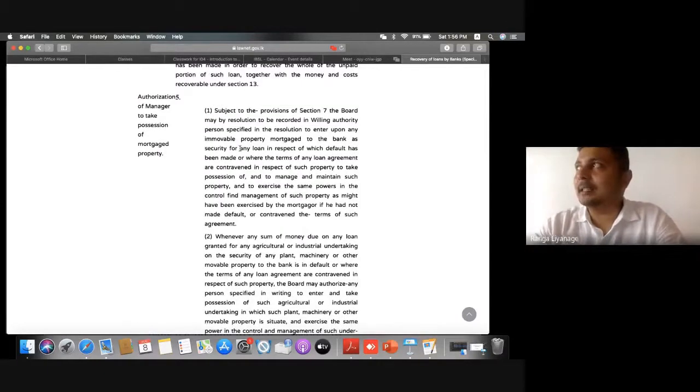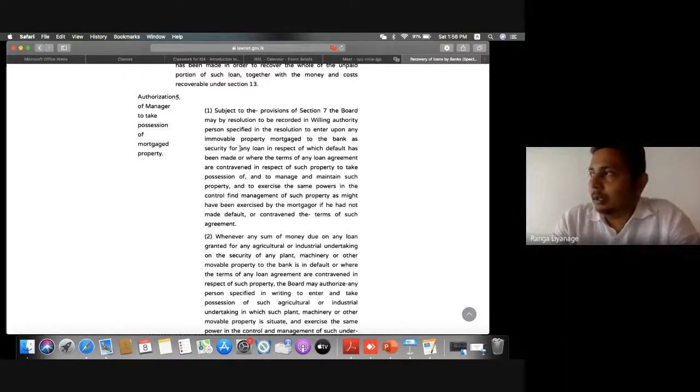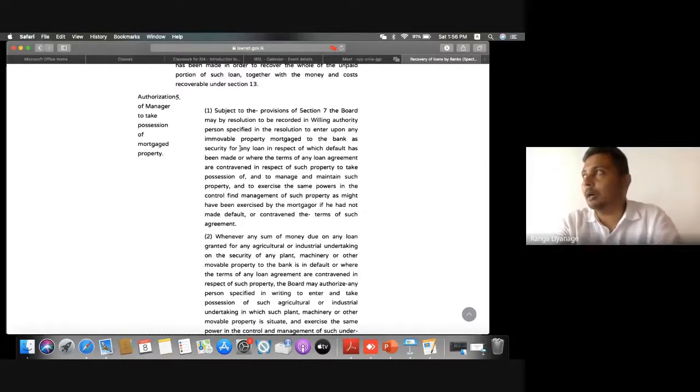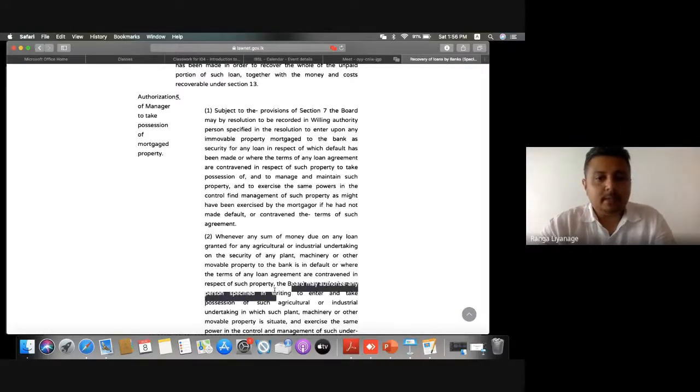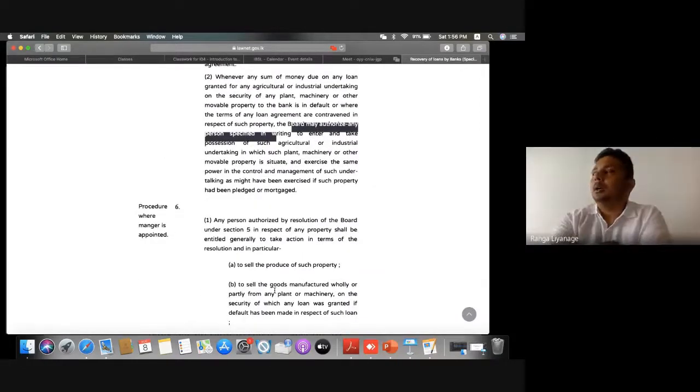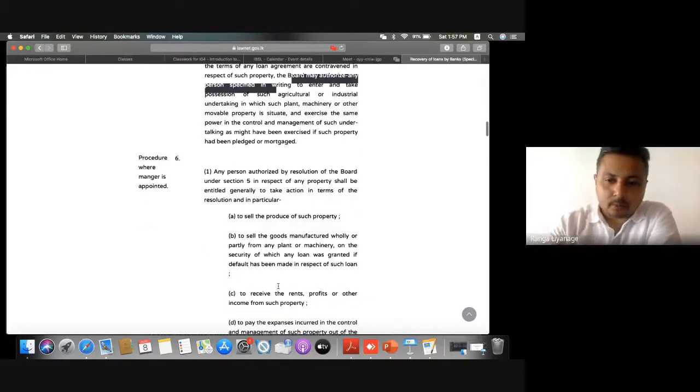So the difference is that the first instance may only be a straightforward matter, but if it is an industrial or agricultural undertaking, the bank manager doesn't have the knowledge or the expertise to run that business. So the bank may in that resolution empower any person. You can see that the board may authorize any person specified in writing to enter upon that property. Then you come to the next step, the procedure where the manager is appointed.